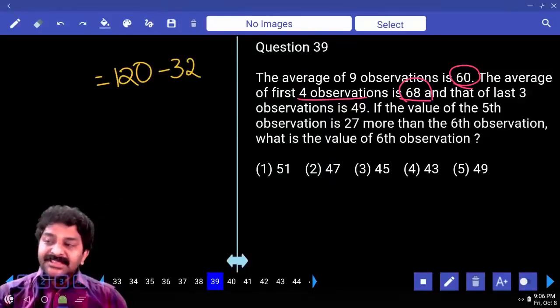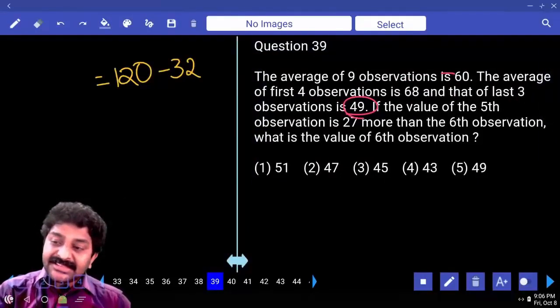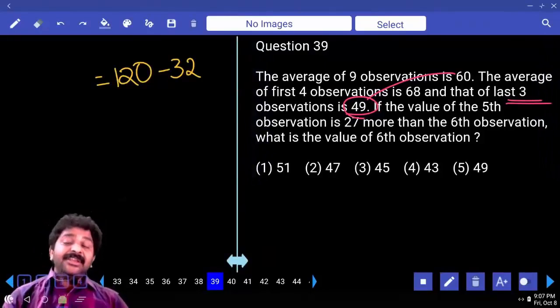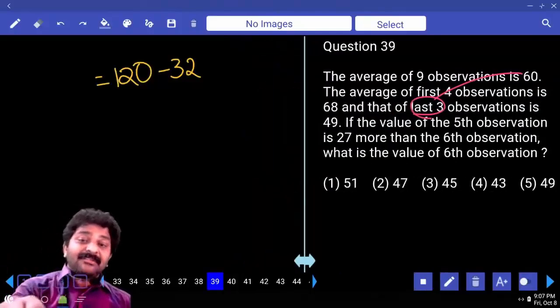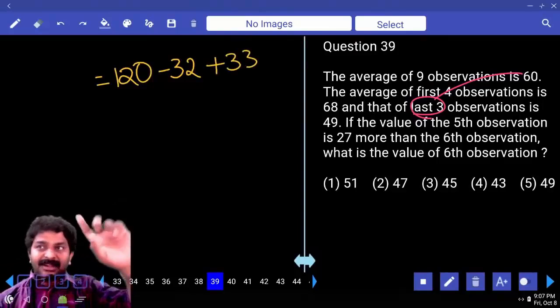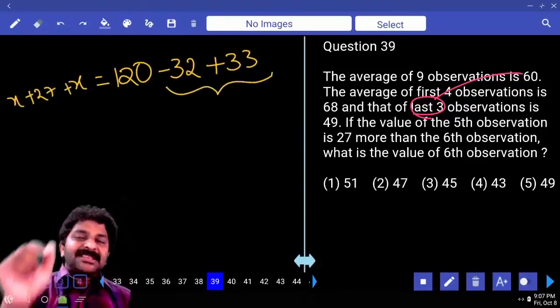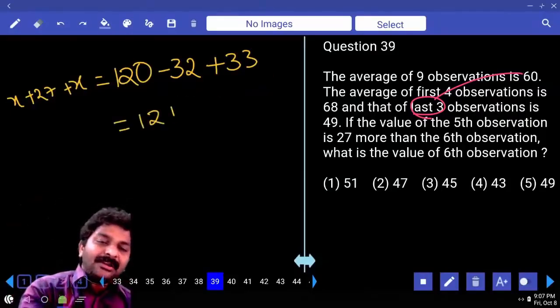Next. The average of the next 3 numbers is given as 49. 49 is how much less than the actual average? 11. Like that, how many numbers are there? 3. 11 into 3? 33 less or more? 33 less. So reverse effect, we have to add 33. That gives you the sum of the 5th number and the 6th number only. Our 6th number is x, but the 5th number is 27 more than that. Right hand side, minus 32 plus 33. Plus 120, total value on the right hand side, 121.